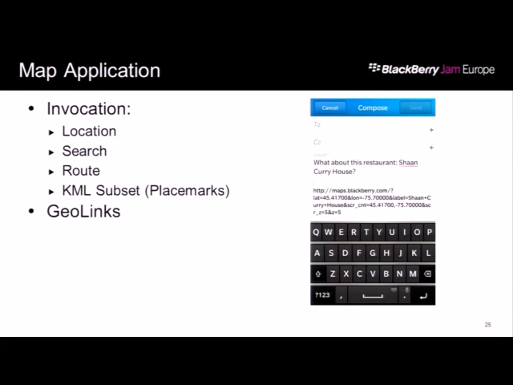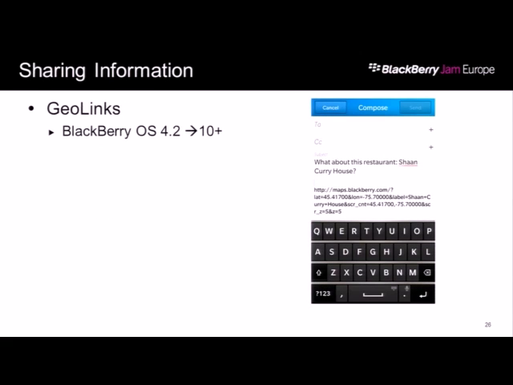GeoLinks is another way to invoke the mapping application. Now, let me focus a little bit on GeoLinks. Like I said before, this is a recognized URL that works all the way back to, I think, 4.2. I don't think anybody's carrying a 4.2 around with. Does anybody know of anybody who's got something that old? To test.